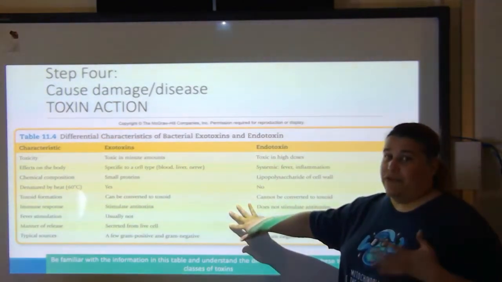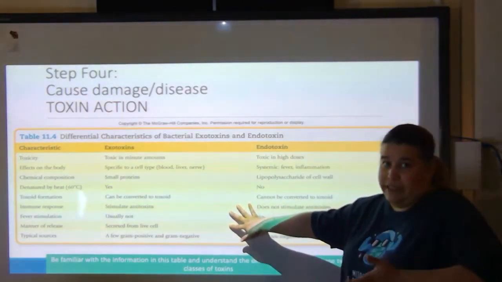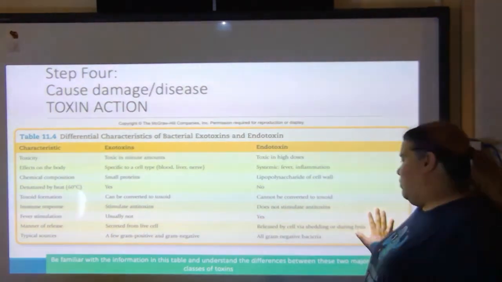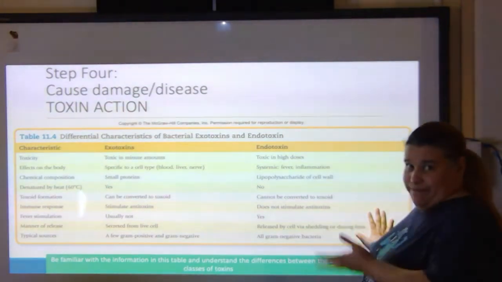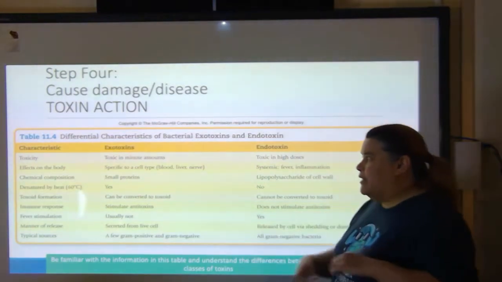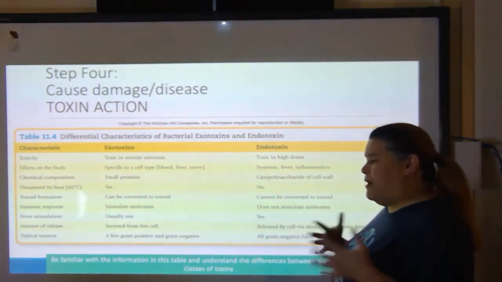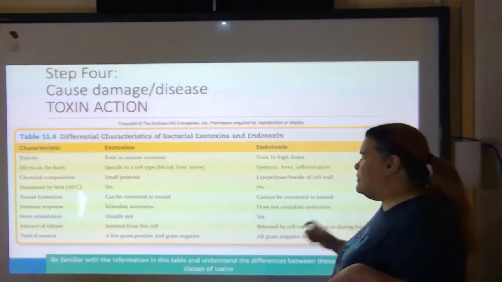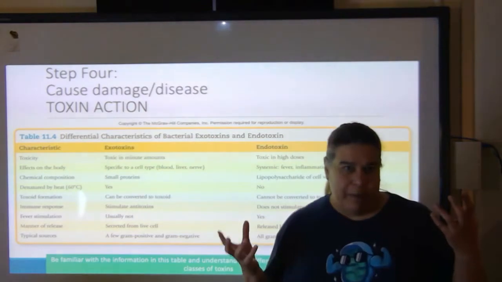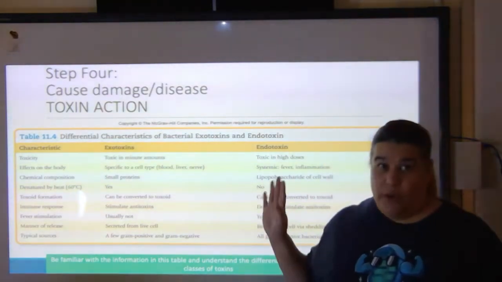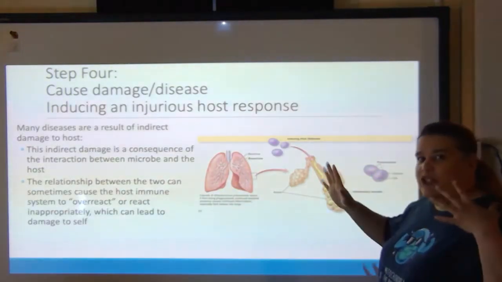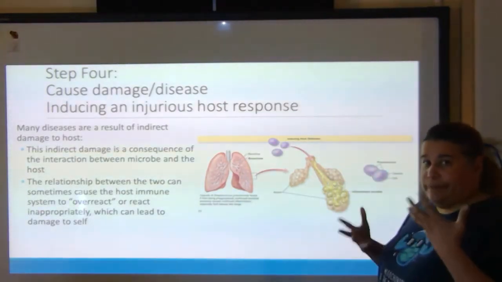Exotoxins are released from the cell itself. They're making a product and releasing that product. Endotoxins, when the cell gets torn apart, it gets released because it's part of the cell itself. Typical sources, the exotoxins, there are a few gram-positive and gram-negative that release these. With endotoxins, anything that's gram-negative that gets ripped apart by lysis, it's going to release the lipopolysaccharide from the cell wall.